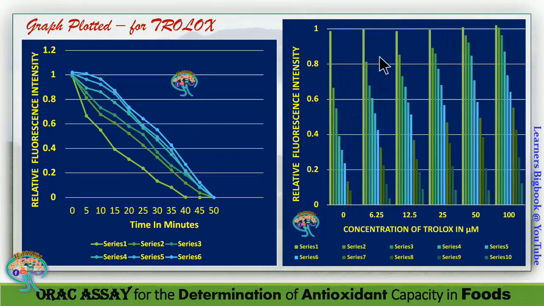Here in the 6.25 of Trolox, the fluorescein activity is better when compared to the blank. In the same manner, here better than the previous, here better than the previous. So the decline in the fluorescein is seen decreasing with the increase in the antioxidant concentration present in the standard reference. So this is the graph plotted for the Trolox.